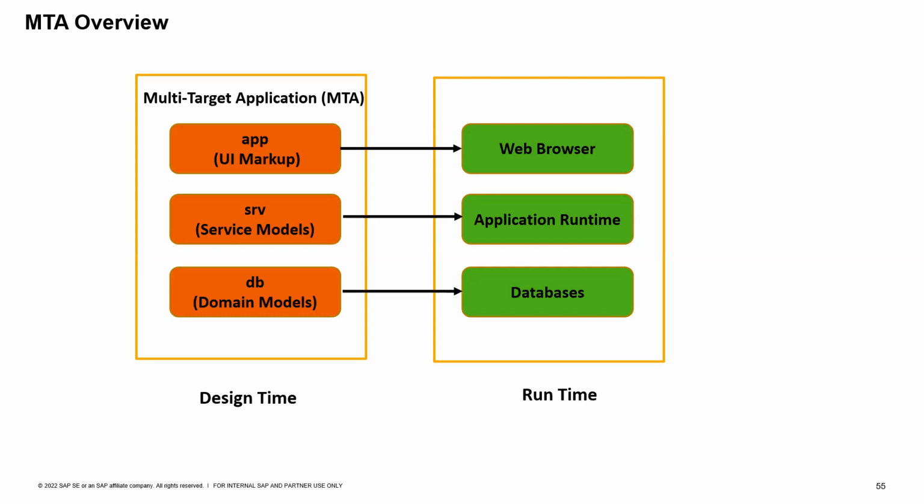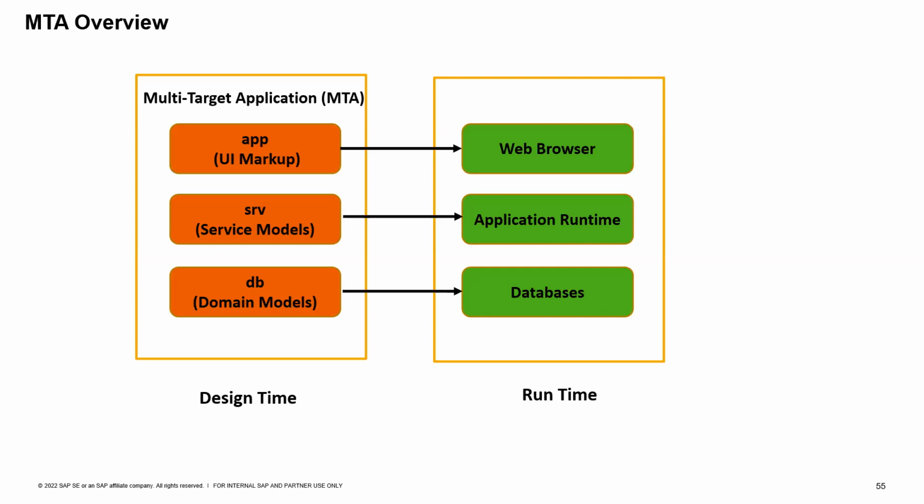Now within an MTA project, you will have three folders called DB, SRV, and app. Now DB is for the database level schema model. SRV is for the service definition layer, and app is for the UI artifacts.